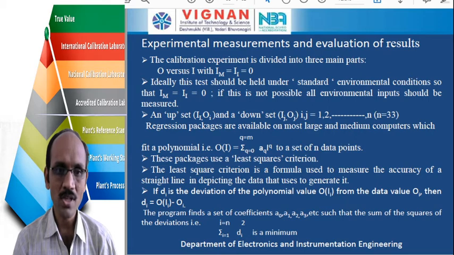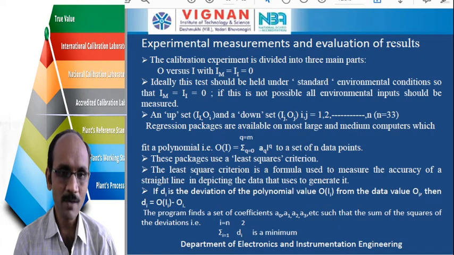These outputs are going to be compared with the inputs. This can be graphically plotted by taking the input on the x-axis and output on the y-axis. This calibration experiment is divided into three main parts: output versus input, output versus modifying input, and output versus interfering input. The modifying input and interfering input are both called environmental inputs.